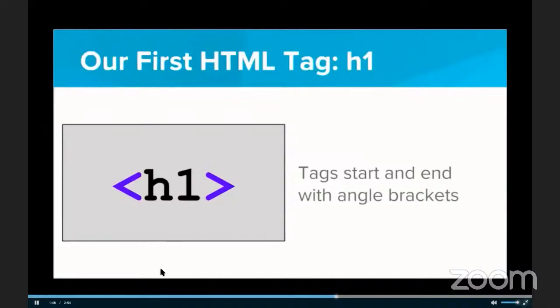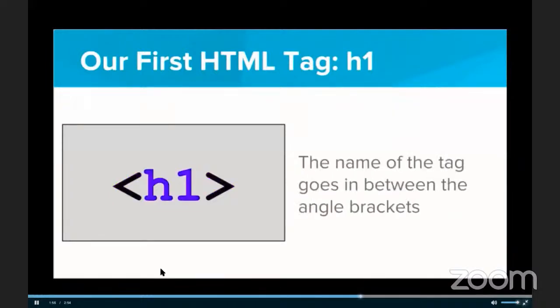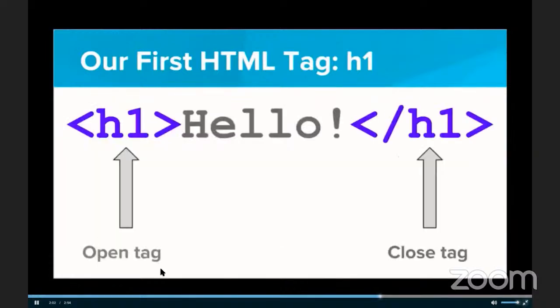So let's look at our first HTML tag, and that is the H1 tag. So as you can see, tags start and end with angle brackets. We have the opening angle bracket and the closing angle bracket. And the name of the tag goes in between these angle brackets. So this is an H1 tag. The name of the tag is H1.